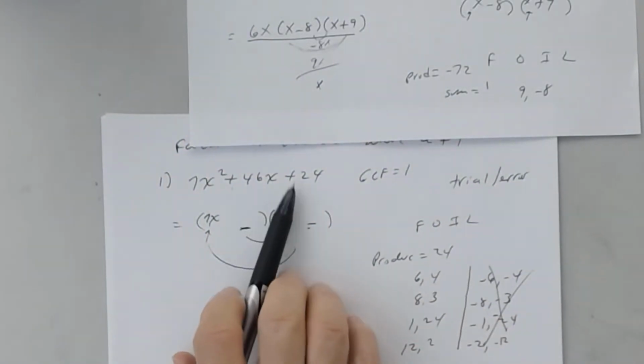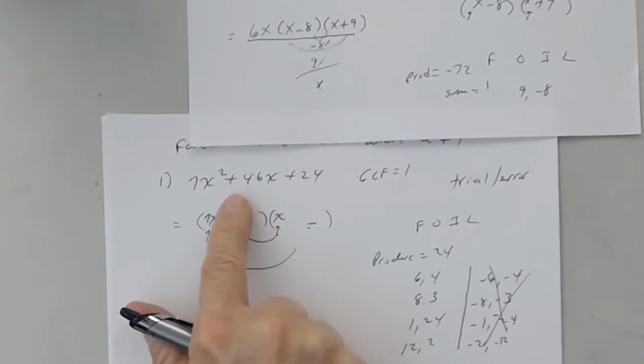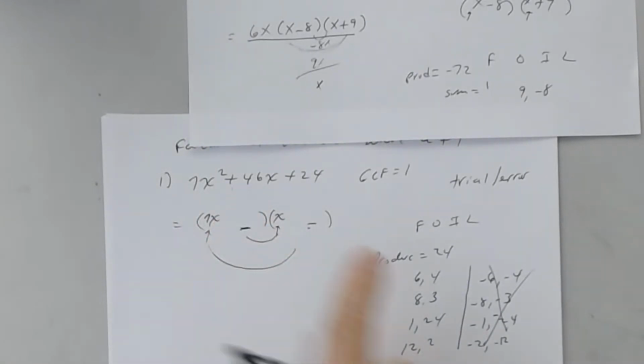So the last sign is what kind of number? Positive. In order to get a positive, they both have to be the same sign. So either they're both positives or they're both what? Negatives. I know in this case I couldn't have them both being negatives because my middle sign was what? Positive. All right, so I have to use these.